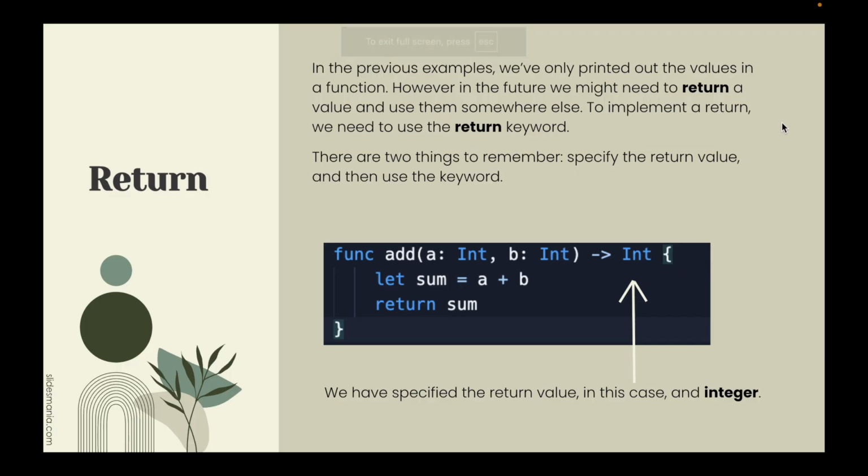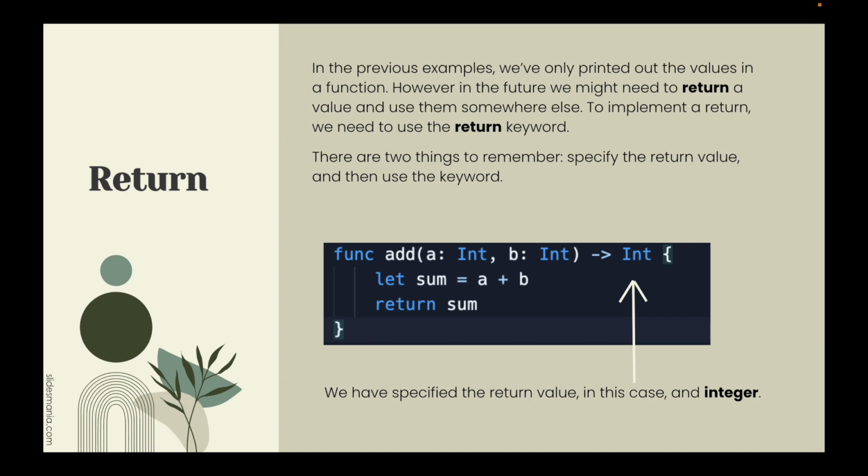Okay, let's talk about returning. In the previous examples, we've only printed out the values in a function. However, in the future, we might need to return a value and use it somewhere else. To implement a return, we can use the return keyword. There are two things to remember: specify the return value and then use the keyword.